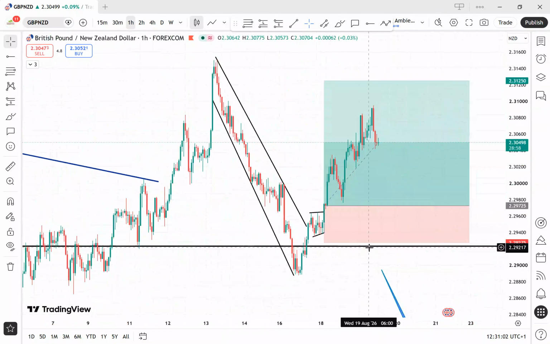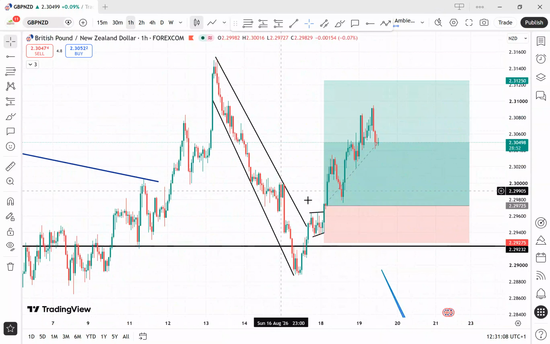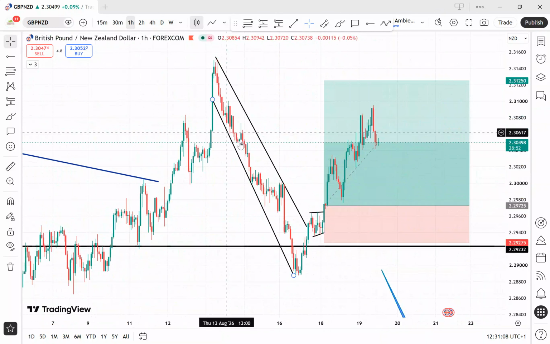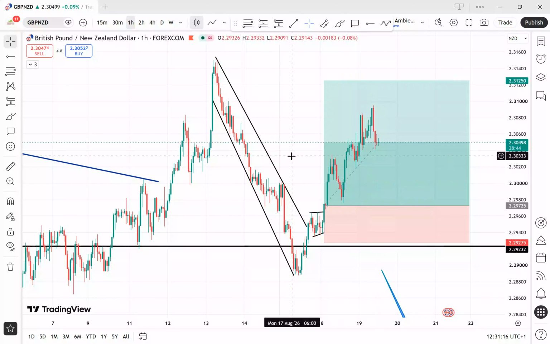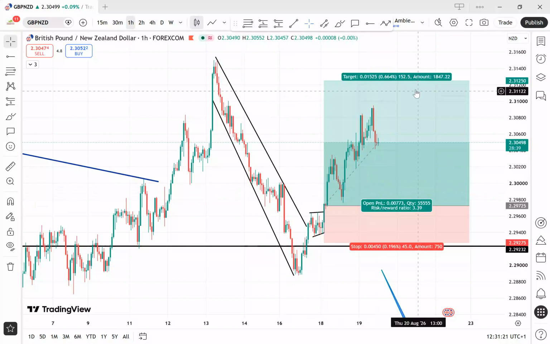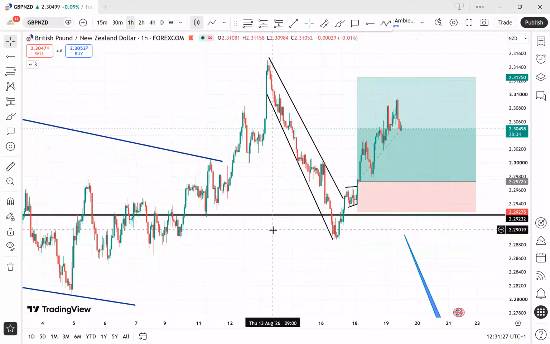It has not gotten to my target yet, though I'm monitoring it for structure. If there's a serious drop here, I'm going to close it out in profit. But I'm still watching how this develops further. We are targeting this high, 2.3125 for GBP New Zealand, and that's about 3.4 R.